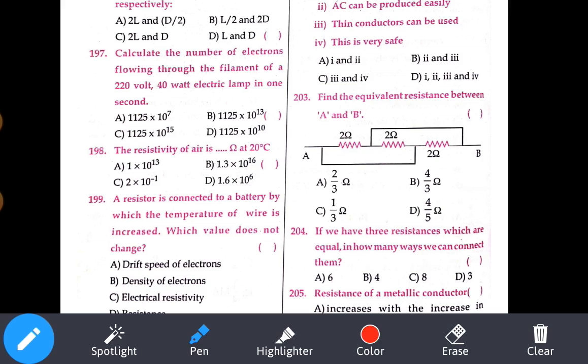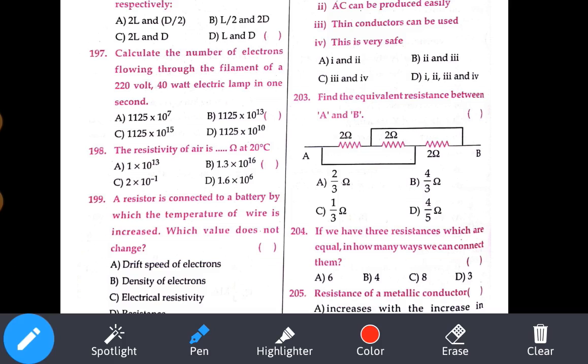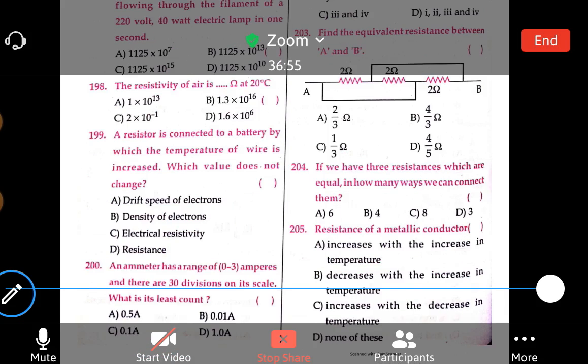I have already shown how to solve it. Try to solve it. Only 3 minutes are left for me to complete this. So let's continue. The resistivity of the wire is 1.3 into 10 power of 16. If the wire is connected to a battery and the temperature of the wire is increased, what will happen to the resistance? Resistance also increases. No, that is not the question, which will not change is our drift speed. Drift speed means the constant speed with which the electron moves.